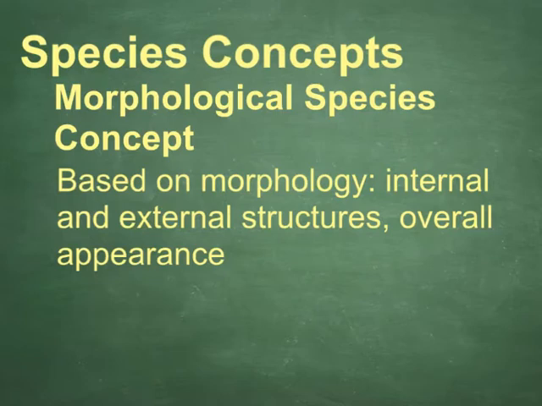The old school method for defining species was something called the morphological species concept, and morphological species concept is totally based on the internal and external structures of organisms, what they look like overall, and how similar or how different they are. This is what's known as morphology, the actual formation of the body, and it's not used as often anymore as the other type of species concept, which is biological species concept.